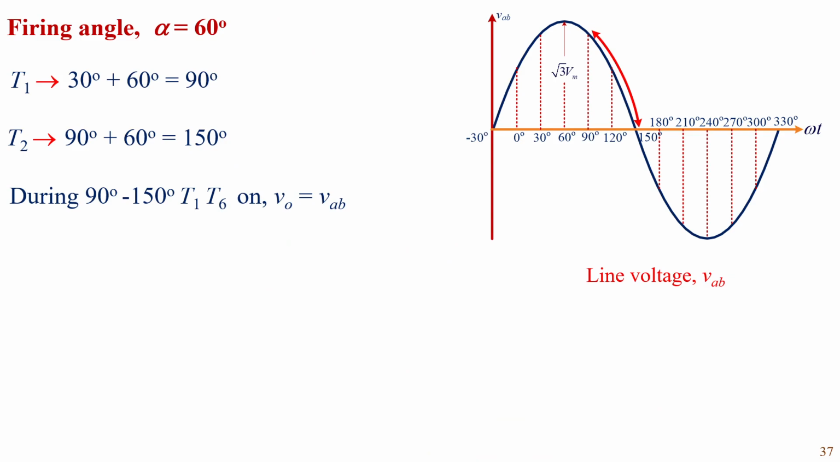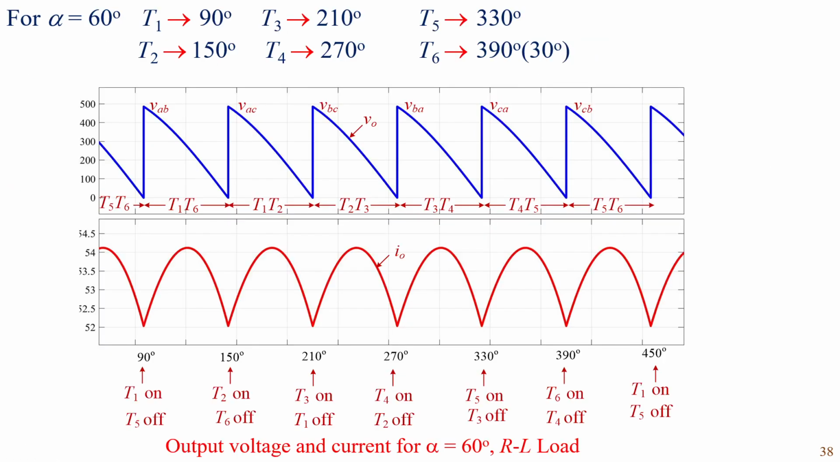And finally, for alpha equals 60 degrees, T1 is turned on at 90 degrees and T2 at 150. So during 90 to 150, T1 and T6 are on, and this highlighted portion is applied across the load. This is the output voltage and current for alpha equals 60 degrees.